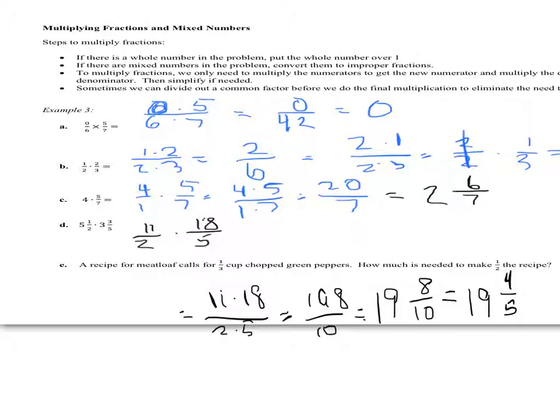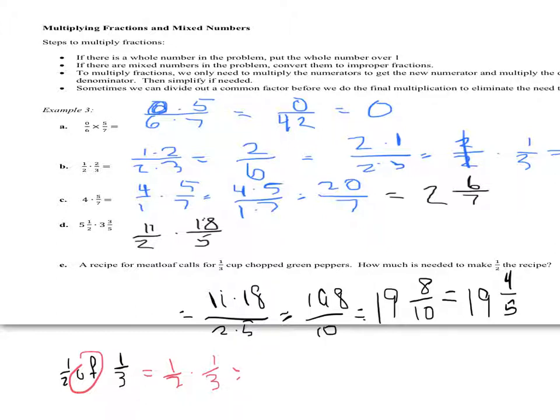Finally, with example E, we have an application problem. A recipe for meatloaf calls for 1/3 of a cup of chopped green peppers. How much is needed to make half the recipe? So what we're really looking at is what is 1/2 of 1/3. And of, in word problems, we can often think of as multiplication. So we're multiplying 1/2 times 1/3.